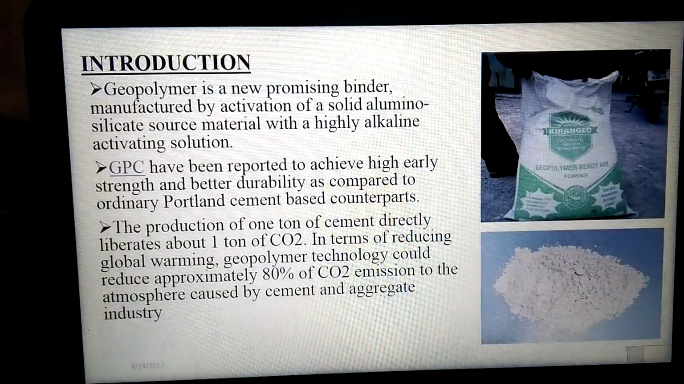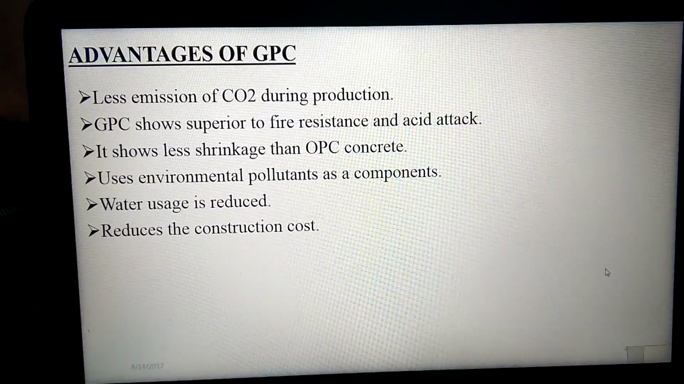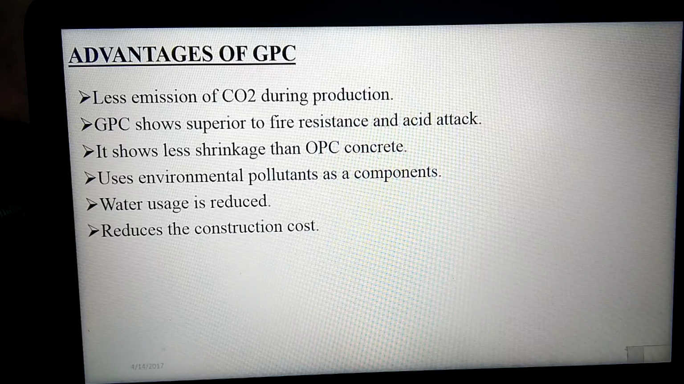That's it. Next slide. And these are all the advantages of our cement. As earlier discussed, less emission of CO2 during production. It is very superior in fire resistance and acid attack, with less shrinkage when compared to OPC. And we are using environmental pollutants such as fly ash and GGBS in our project as components. And I already told that water usage is reduced, since we are not using any water in mixing as well as curing, and it reduces the construction cost. Next slide.